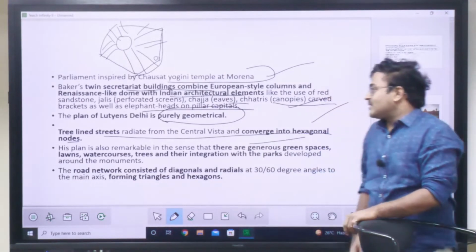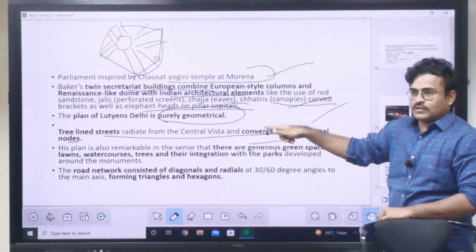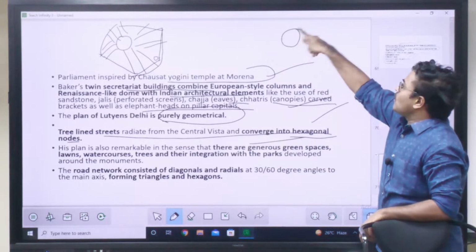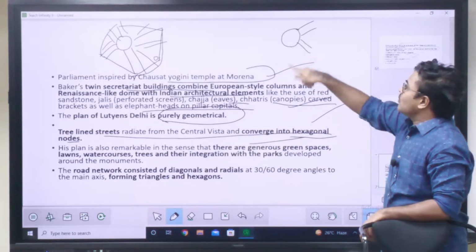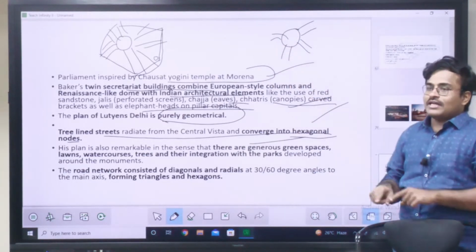Tree-lined streets radiate from the central vista and converge into a hexagonal node. You can draw a proper diagram based on this. I think you can draw it. Put the central vista in a round way, extend 6 roads, my drawing is poor but you can do it, and then join all of them in a hexagonal structure.